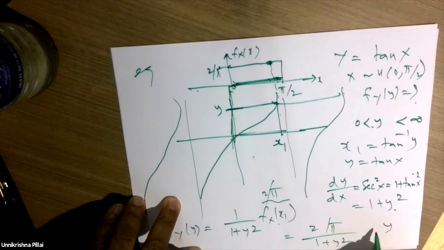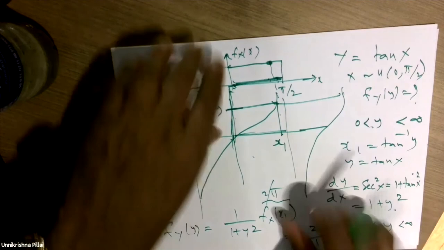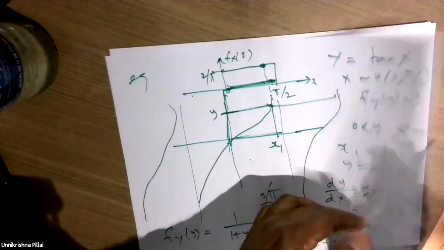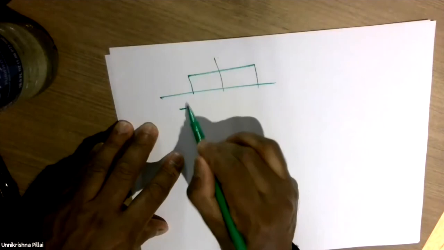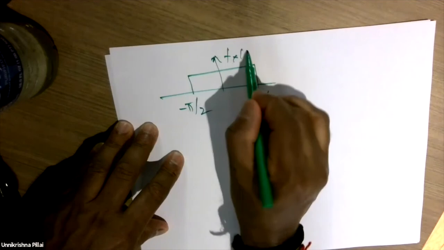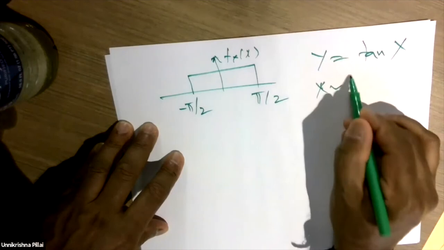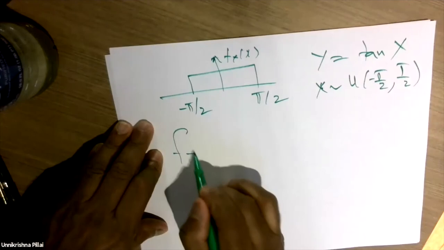Now, I actually wanted to give you a different problem, but it's exactly the same problem. Let me make x from minus pi by 2 to pi by 2. So the problem I'm going to change slightly. This is the problem usually people do. So x is uniform from minus pi by 2 to pi by 2. I'm going to leave it up to you to show that if you go through this, you will get this.